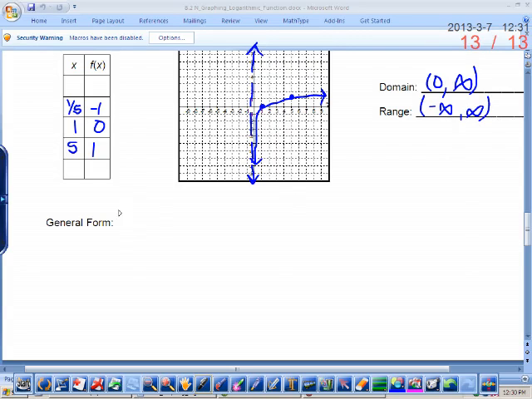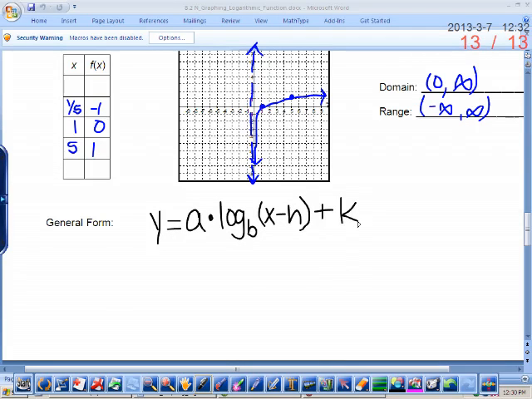Okay. Everyone okay with this? Yeah. All right. Here is your general form of log functions. Y equals A times log base B of x minus h plus k. I mean, it's not necessarily something you have to memorize because we've used stuff like this so much. We're just going to talk about transformations.